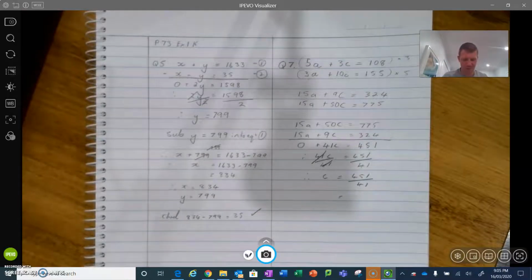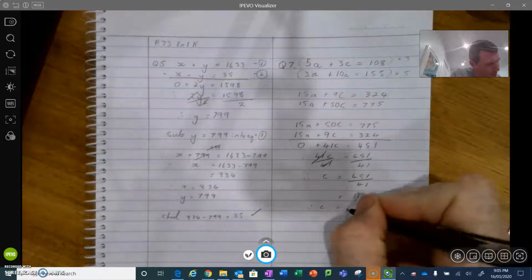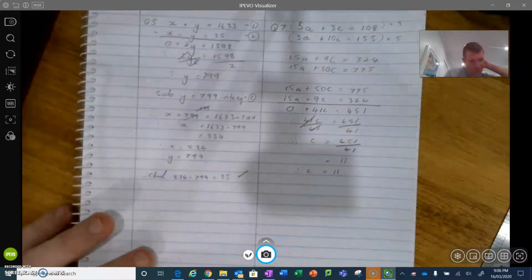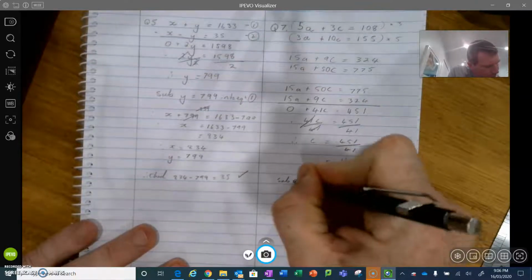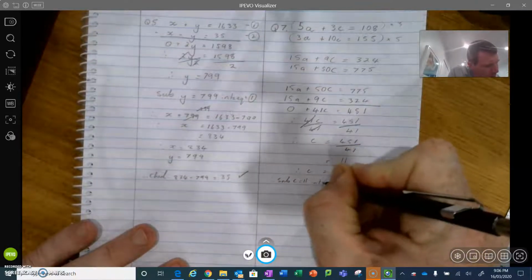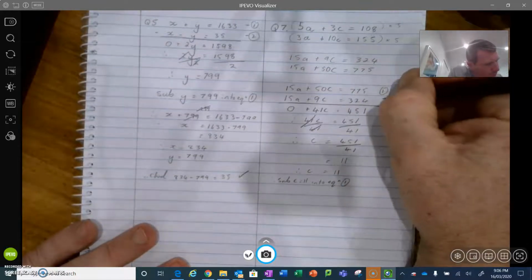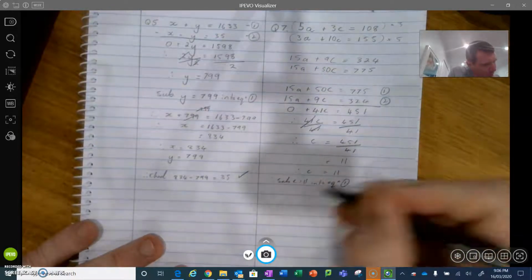use my calculator here, 451 divided by 41 equals 11. So therefore c equals 11. Alright, so now I've got that one, and then I'm going to work my way through it a bit more. Therefore, sub c equals 11 into equation 1. Again, I keep forgetting to label them, equation 1.